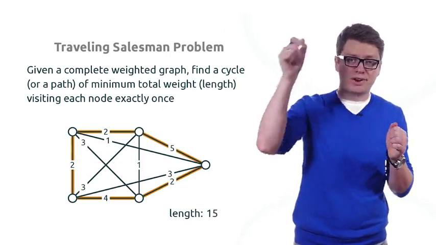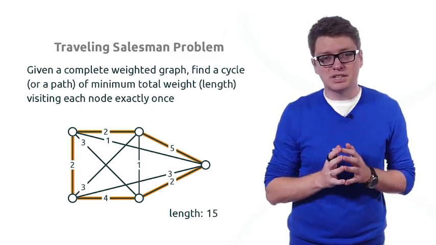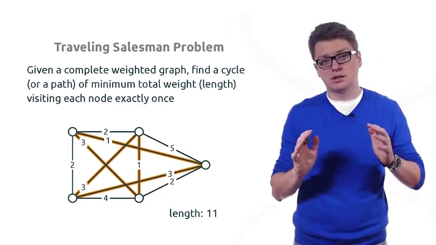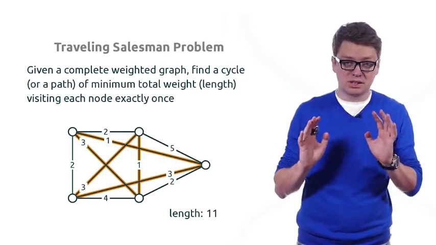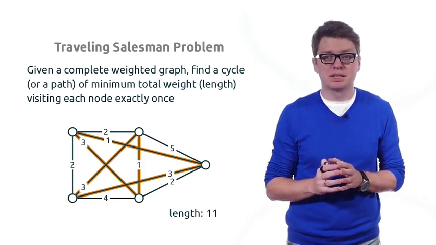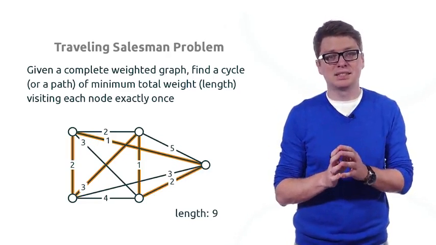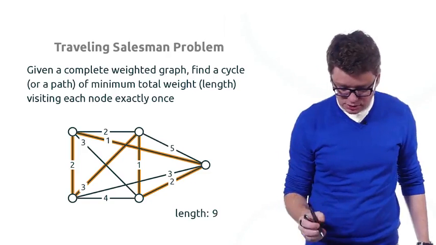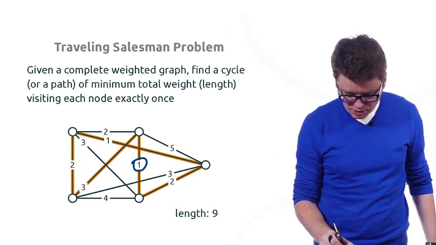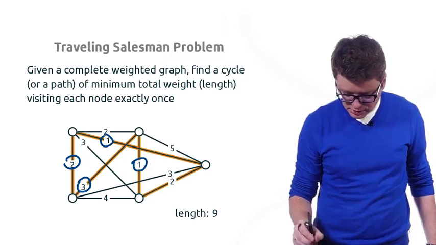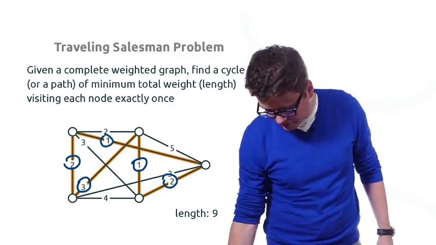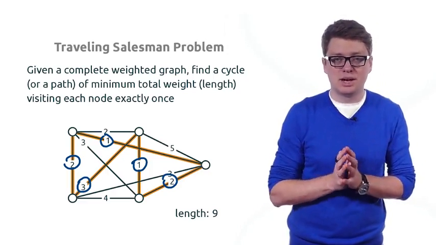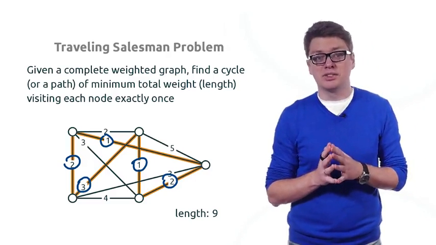For example, if we just go around this graph, we get total length 15. However, if we visit all the nodes in this star shape, then the total length is equal to 11. And it turns out that even 11 is not the best possible in this case. The best cycle has length 9, and it is shown now on this slide. The total length is computed as follows: 1 plus 3 plus 2 plus 1 and finally plus 2. It is not difficult to see that indeed we visit every node exactly once, and there are exactly 5 edges in this cycle.